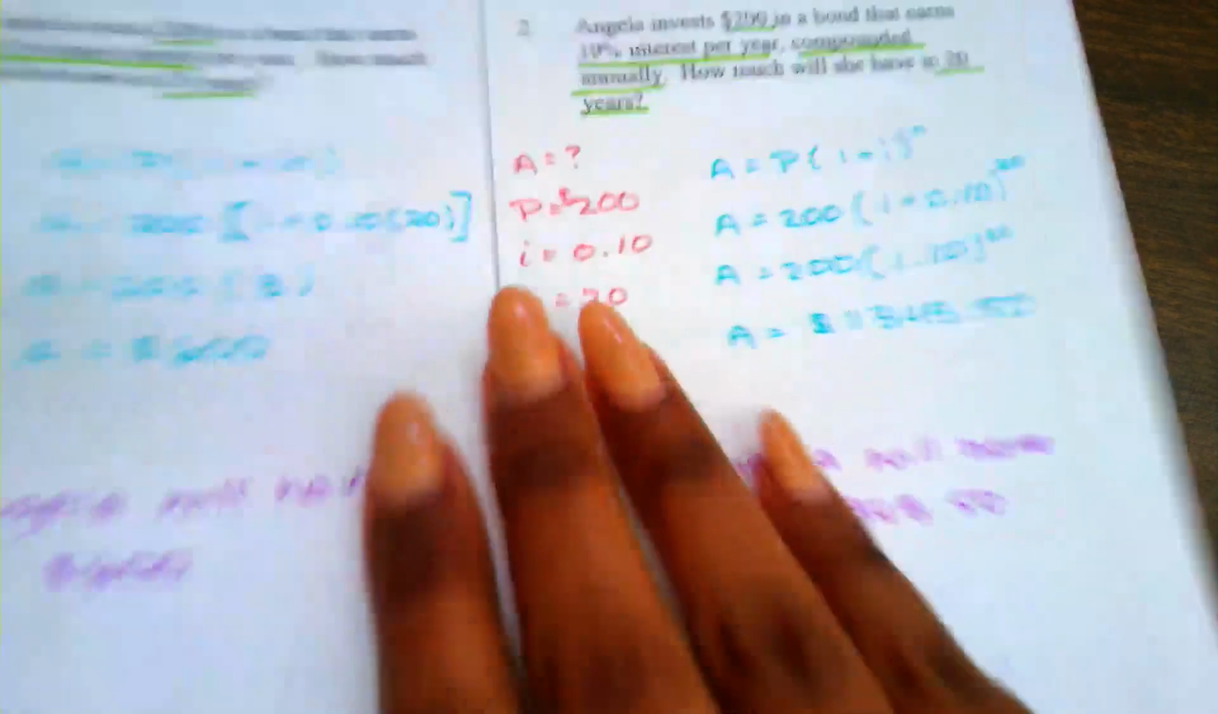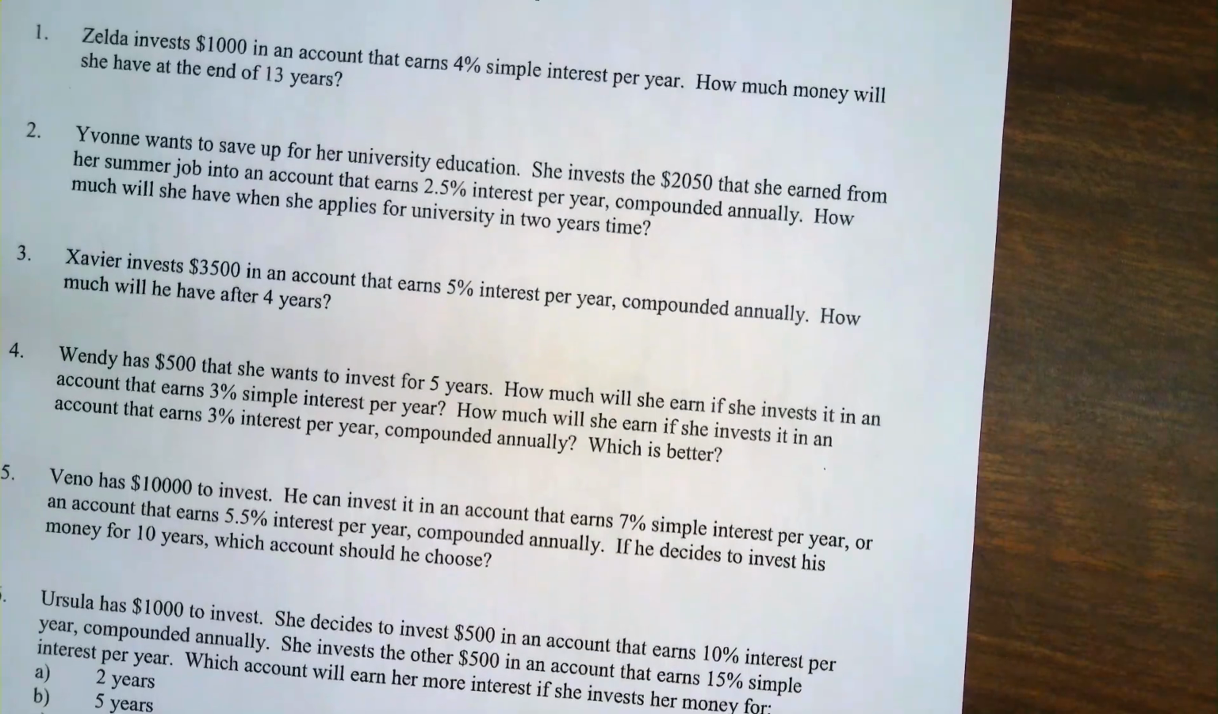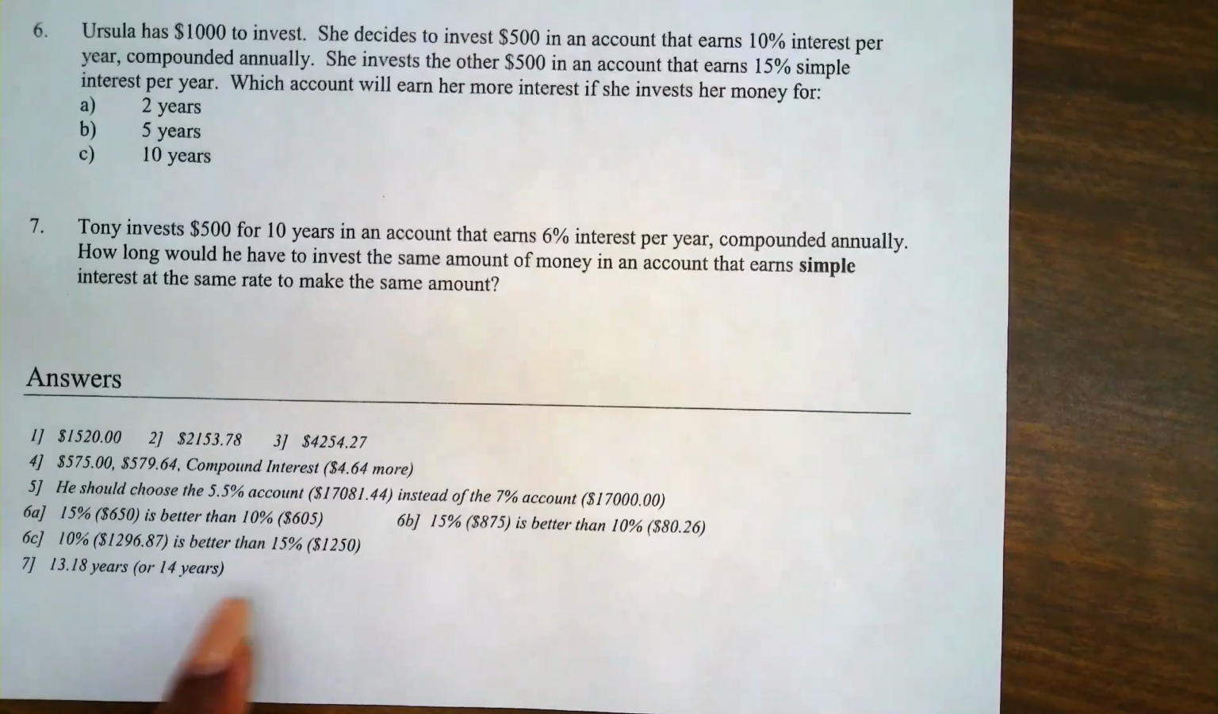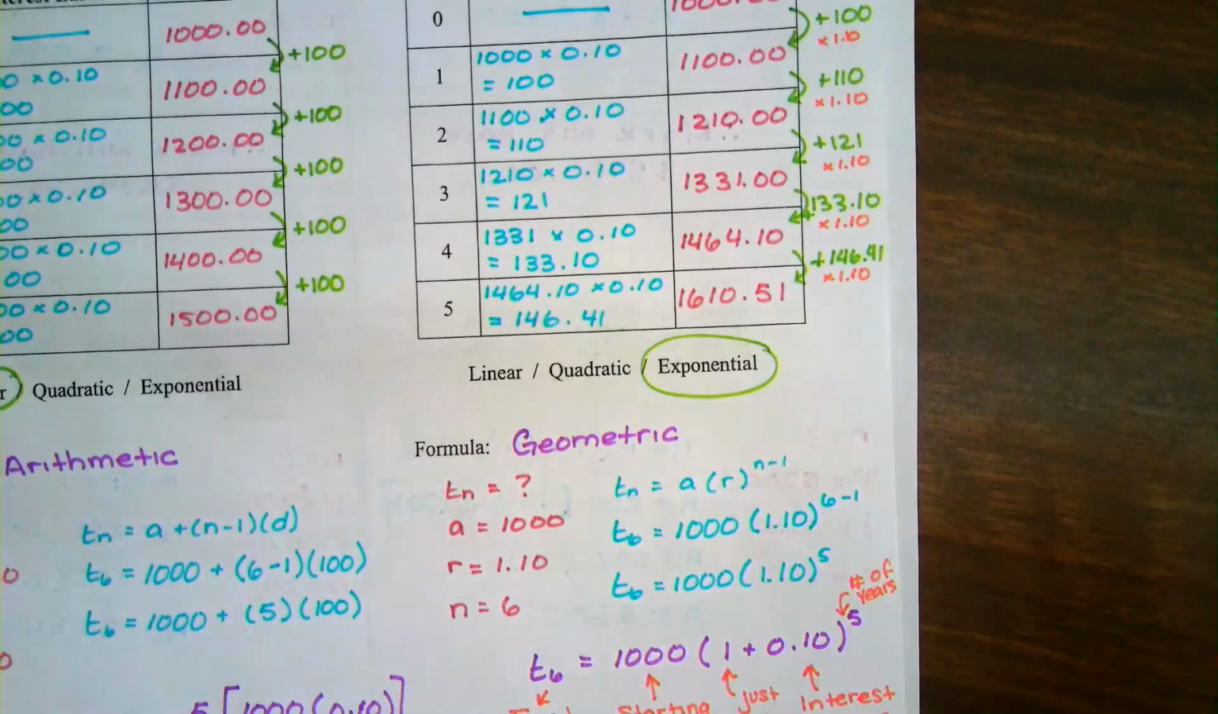The next page is your homework. It gives you the answers. There's 7 questions there. So you can do that. The answers are there to check your work.